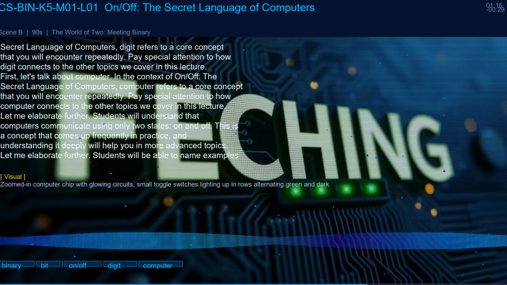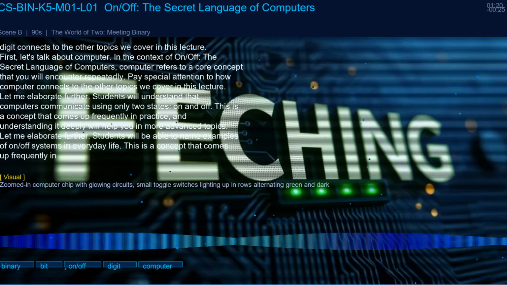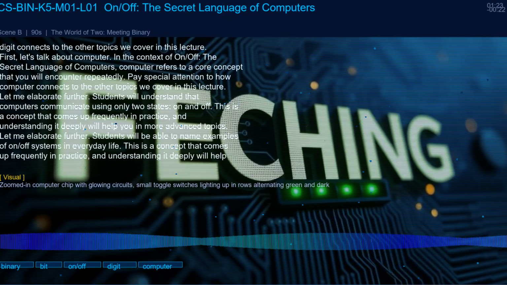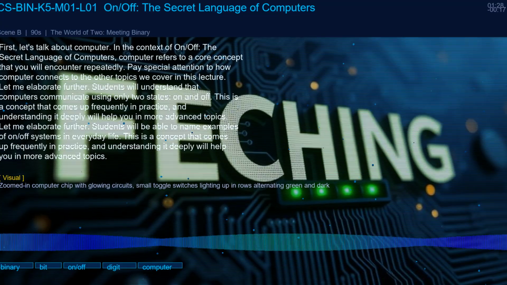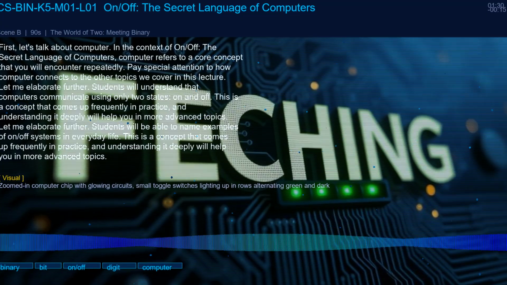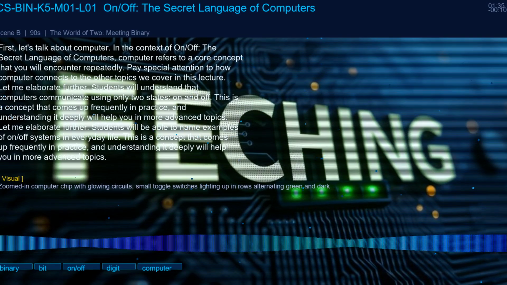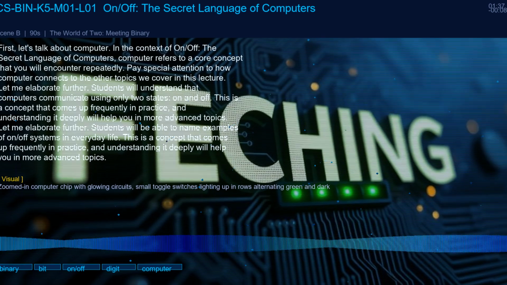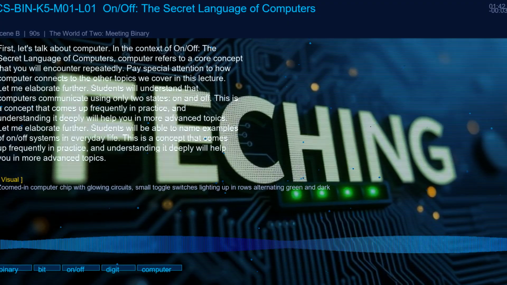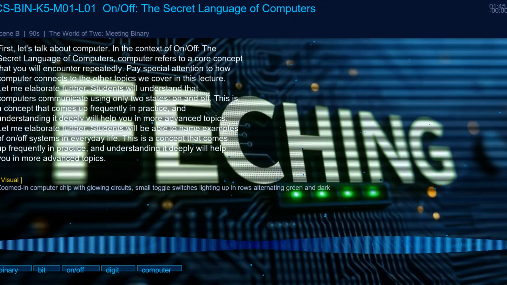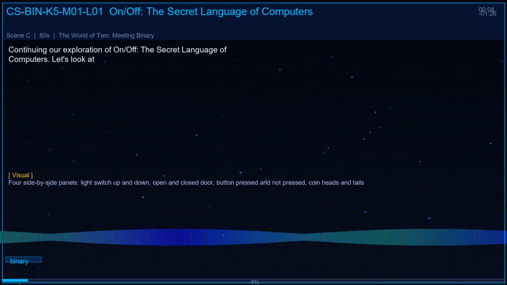Let me elaborate further. Students will understand that computers communicate using only two states, on and off. This is a concept that comes up frequently in practice, and understanding it deeply will help you in more advanced topics. Let me elaborate further. Students will be able to name examples of on/off systems in everyday life. This also comes up frequently in practice, continuing our exploration of on/off, the secret language of computers.